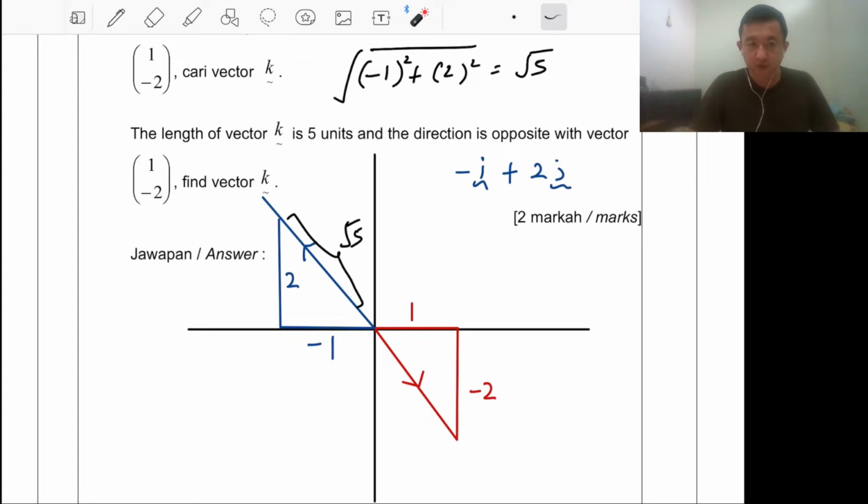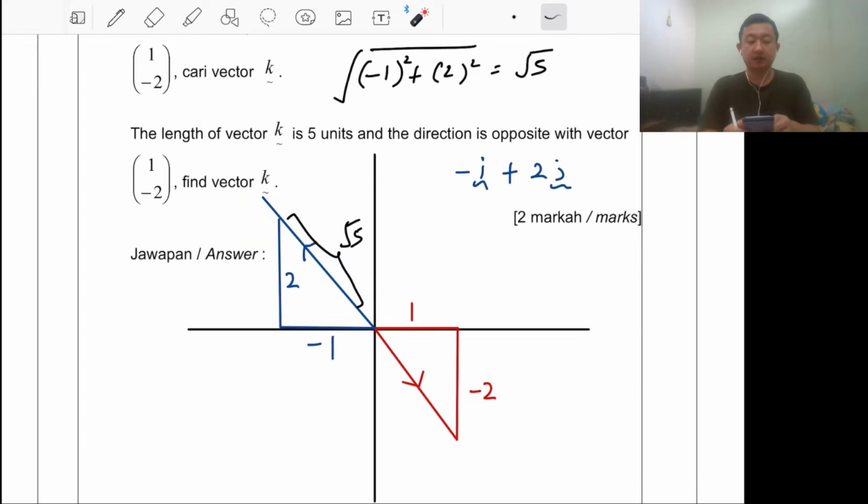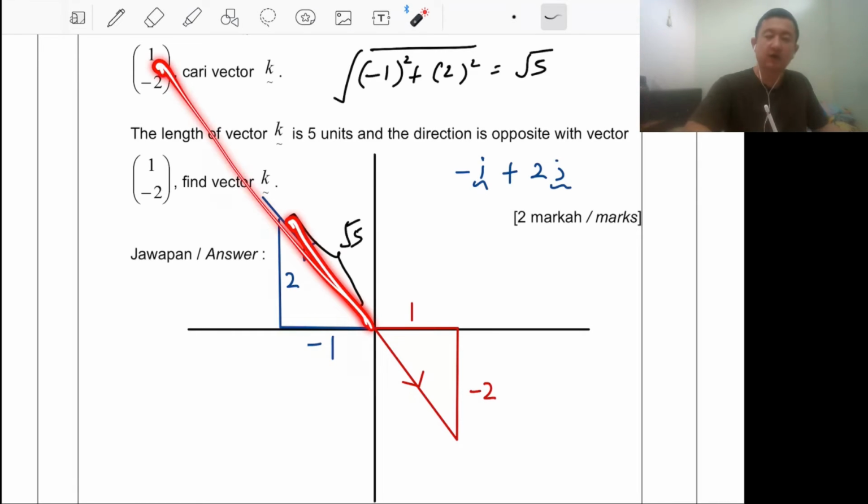So what else do you need? Because you see, maybe the length is supposed to be like this. Right? It's supposed to be 5, not root 5. Root 5 is until here only. But the length should be 5. Because root 5, you put in the calculator, root 5 is smaller. Root 5 is just 2.23. So it's just 2.23 now. How do you make it 5 longer?